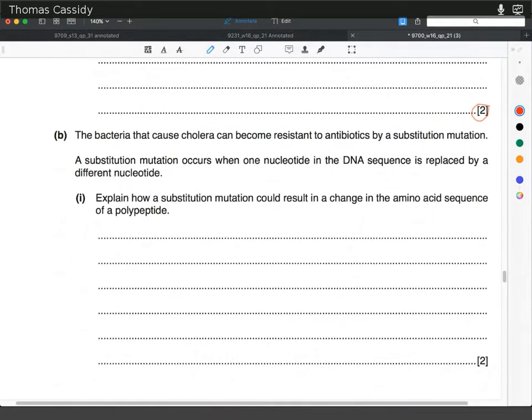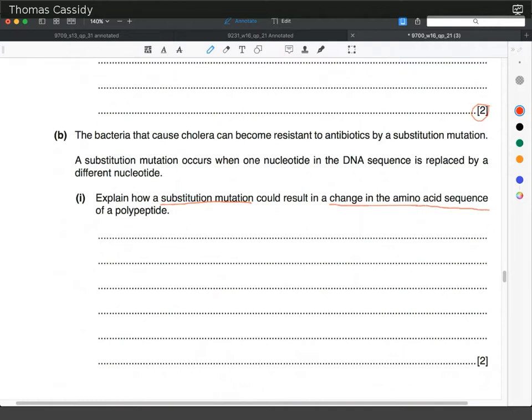So the bacteria that cause cholera can become resistant to antibiotics by substitution mutation. A substitution mutation occurs when one nucleotide in a DNA sequence is replaced by a different nucleotide. Quite a wordy question. Explain how this substitution mutation could result in a change in the amino acid sequence of a polypeptide. So it's kind of giving you everything you need in the question, because it tells you that we're talking about substitution mutations and a change in the amino acid sequence.